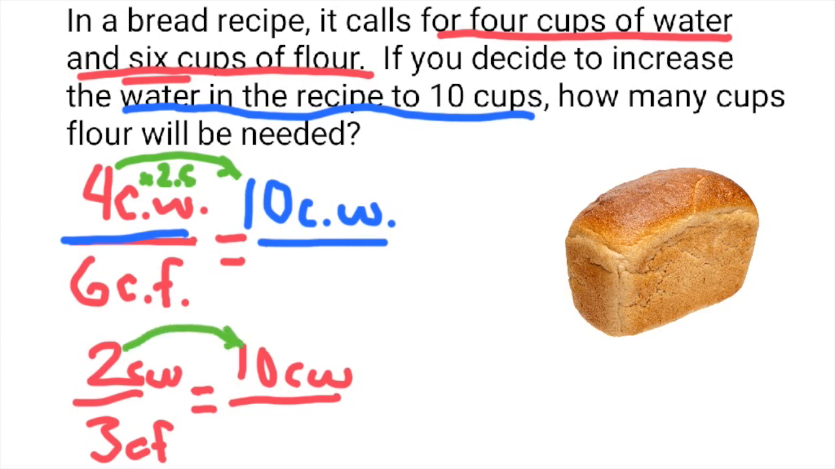Well, 2 times 5 makes 10. We do the same thing to the denominator. 3 times 5 makes 15. So we need 15 cups flour if we're going to use 10 cups of water.